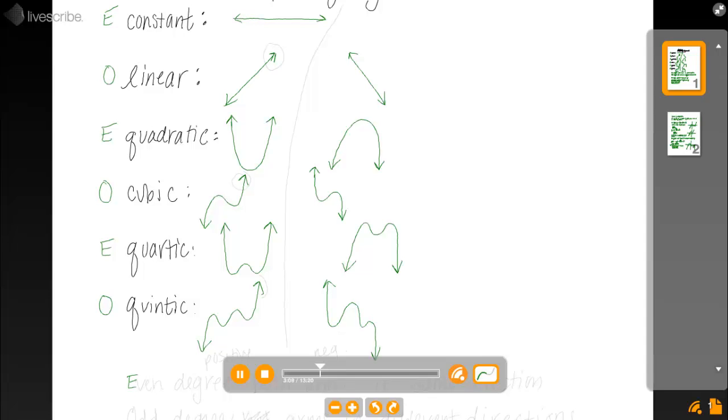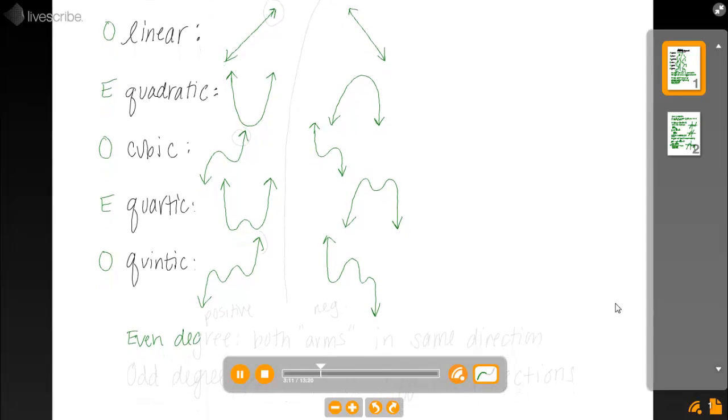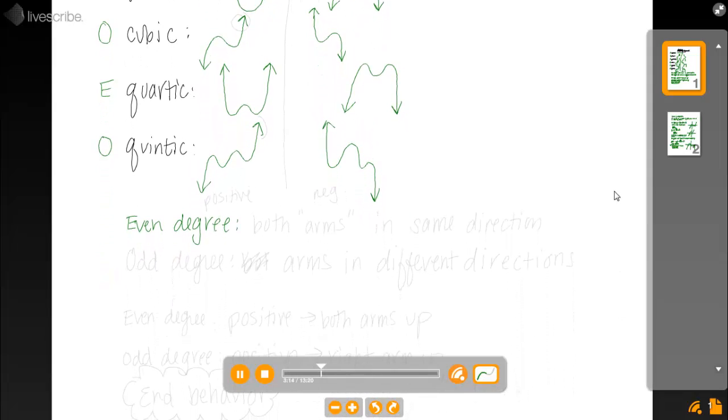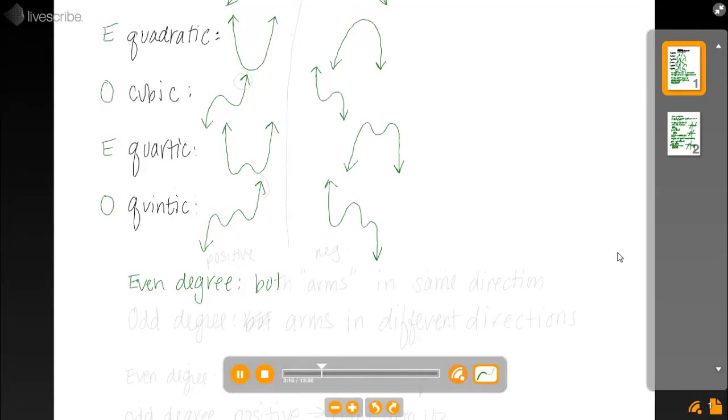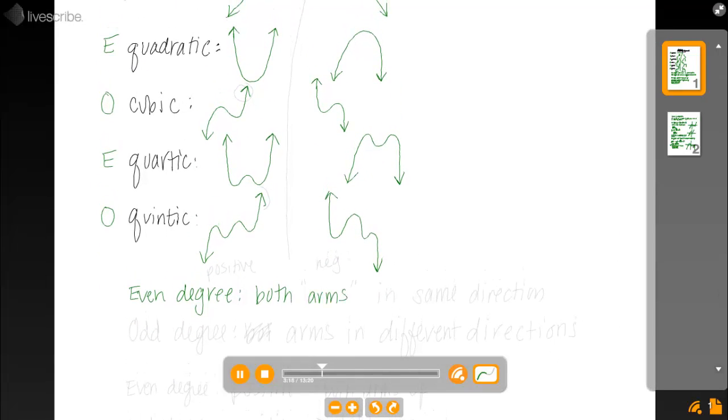We know an even degree function has both arms in the same direction. Arms, put that in quotes. I don't know if that's the technical term for the ends of the graph. In the same direction. And then an odd degree function, I guess we could say arms go in different directions. I won't say both. Arms in different directions.